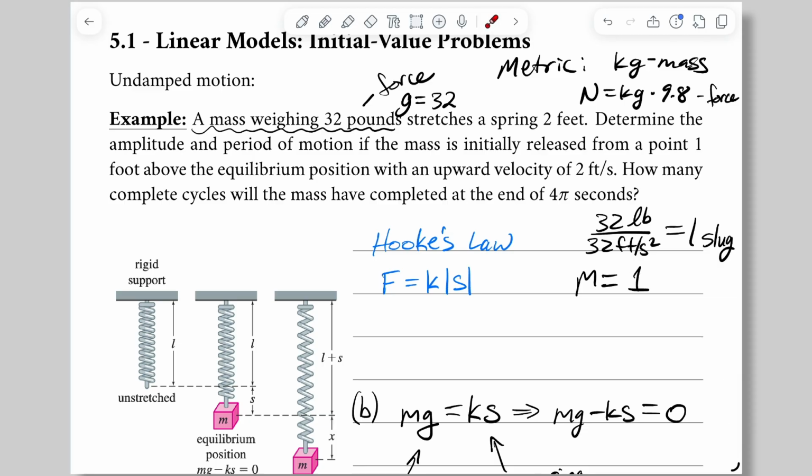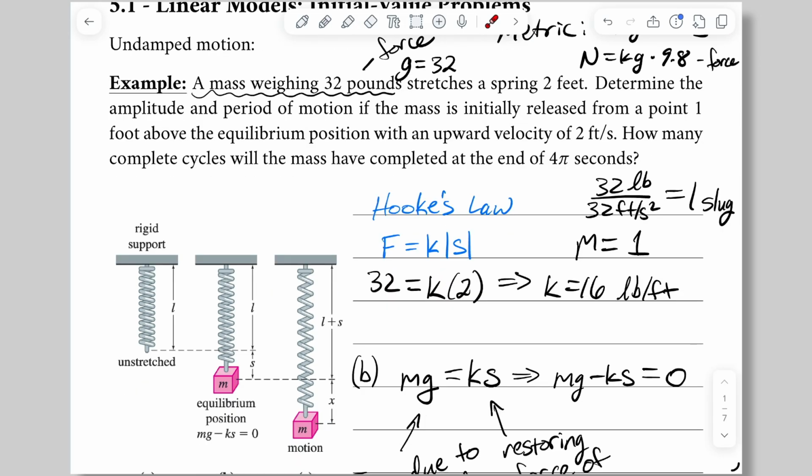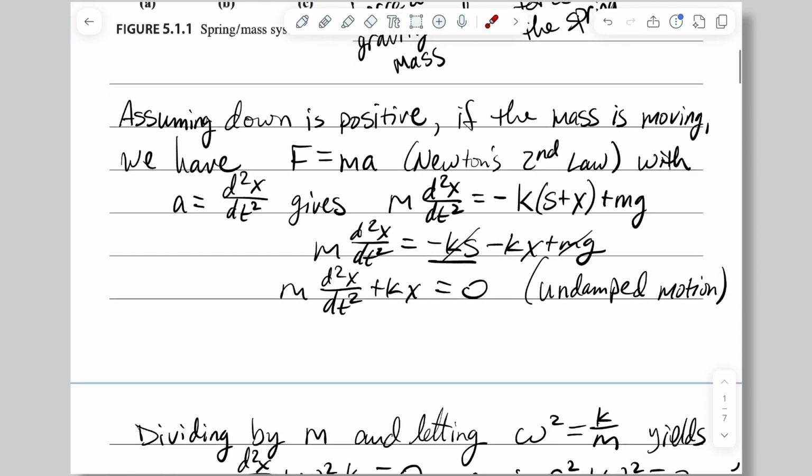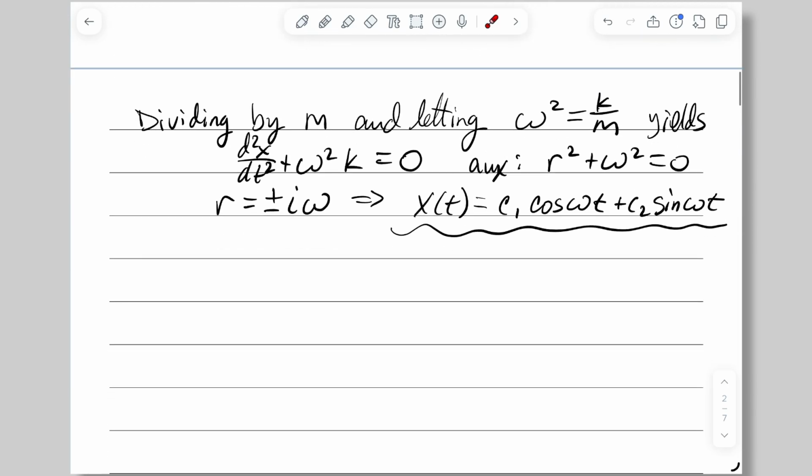Now, we also have that a force of 32 pounds stretches the spring 2 feet. The force is 32, K is what we're finding, and S is 2. Therefore, in this case, we have that K is equal to 16. And in case you're wondering, it's pounds per foot, but that's not something I'm really going to ask you to report to me.